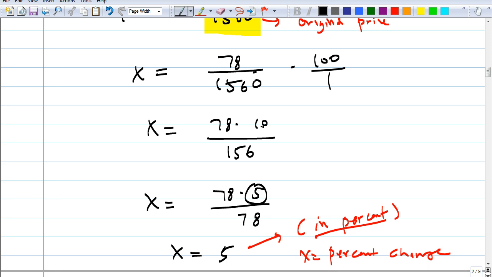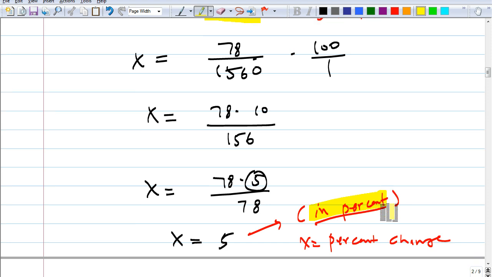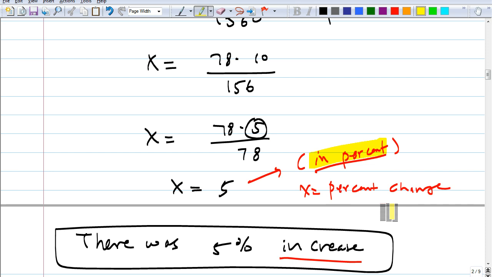By the way, what does x represent? Percent change. So this is in percent already. You don't expect to get 0.05 or something, right? This is already in percent. Do you understand what I'm talking about? So the answer is what, class? 5%. 5% what? Increase or decrease? Increase. So there was a 5% increase, right? The number that you get is in percent, so you don't have to convert it to percent again and get it wrong.